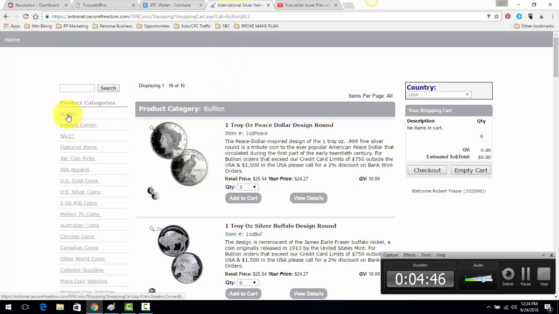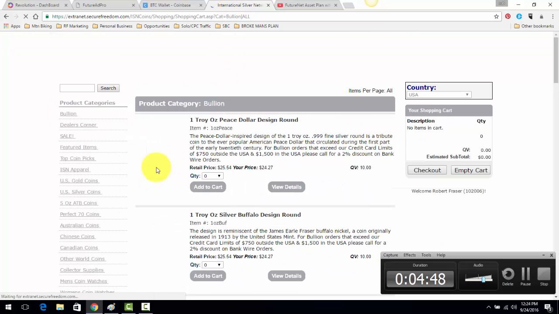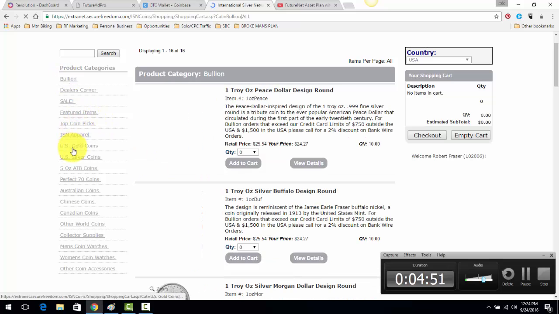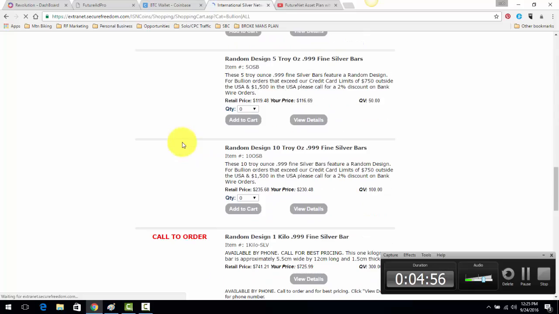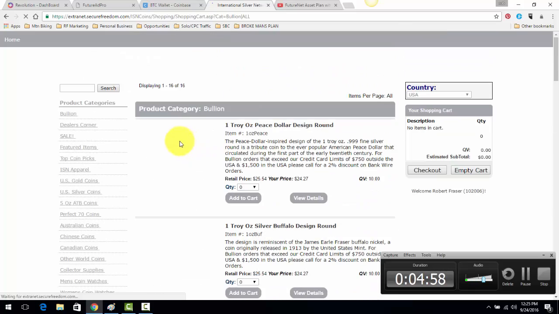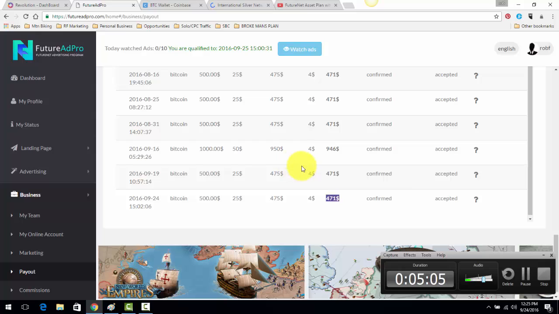So you either come here, there's bullion. Let's see if I can click on it right there. And they have gold coins, silver coins. I'm not going to go into all the different details and products and things like that, but you get the rough idea. It's basically every single week I'm using this 500 bucks or 470 bucks for something. It's either going into traffic, a little bit going into Bitcoin, tiny bits going into my pocket, and tiny bits going into buying silver over here.